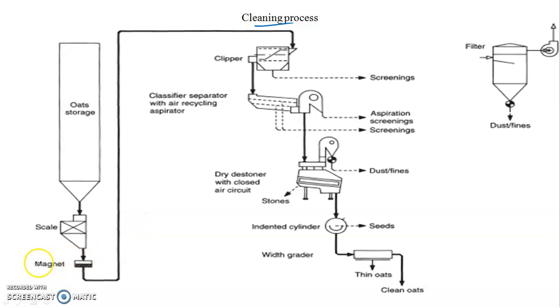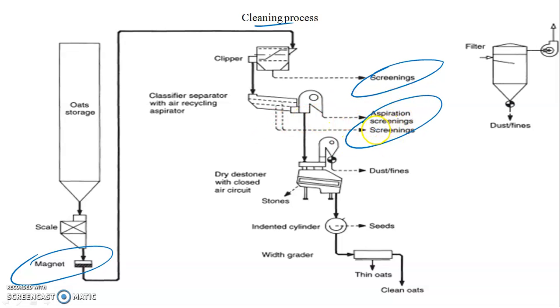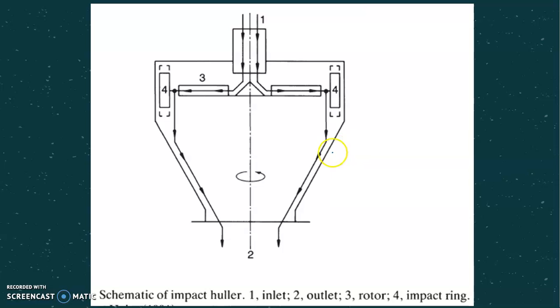The first separator is the magnetic separator. Here we remove the iron impurities from the grains. Then we have screens. Here we remove the weeds or unwanted grains from the main oat grains. Then we have aspirators. Through the aspirators, we can remove light grains, light straw, etc. Then we have the destoner. Through the destoner, we can remove the stones. And the dust can be removed by using the cyclone separator. So finally, we will get the clean oats. These cleaned oats are now ready for dehulling.